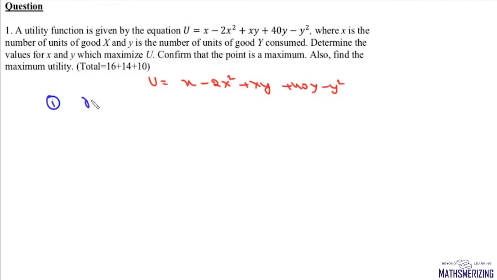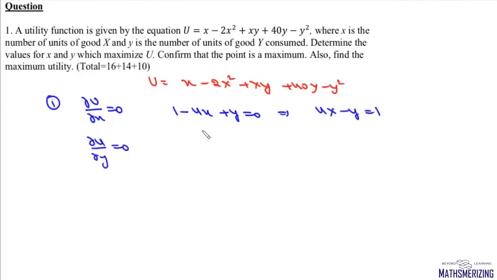So we'll partially differentiate this function with respect to x and we'll put it equal to 0. So we'll get 1 minus 4x plus y equals 0. So we have our first linear equation, 4x minus y equals 1. And we'll also partially differentiate this function with respect to y. We'll get x plus 40 minus 2y equals 0. So here we'll get minus x plus 2y equals 40.